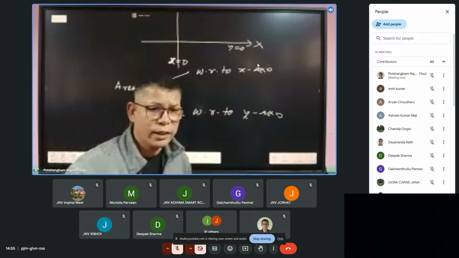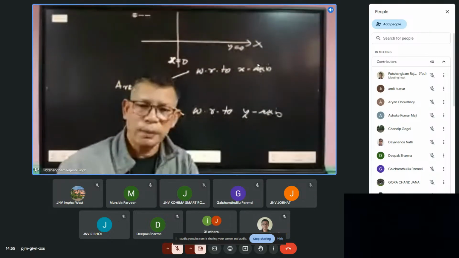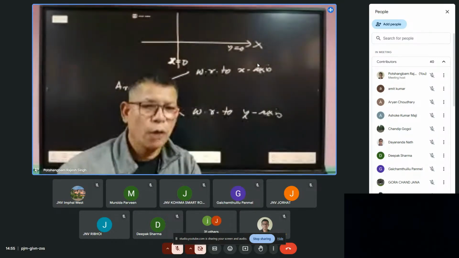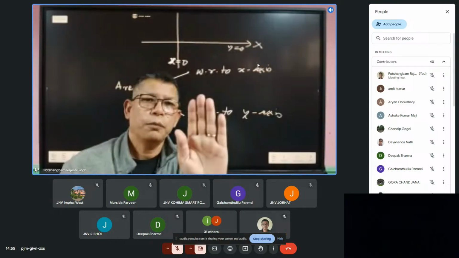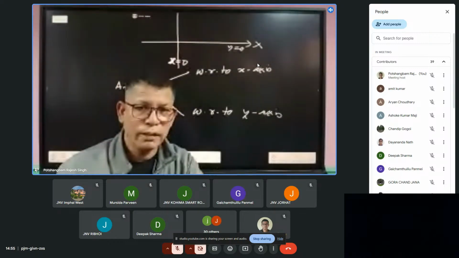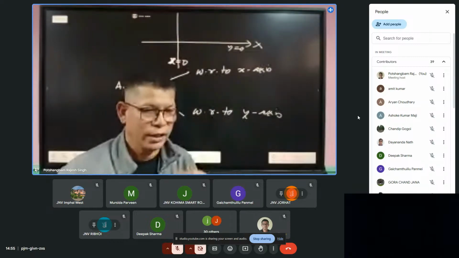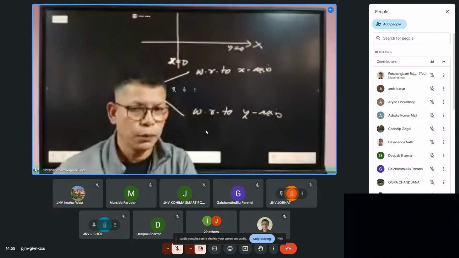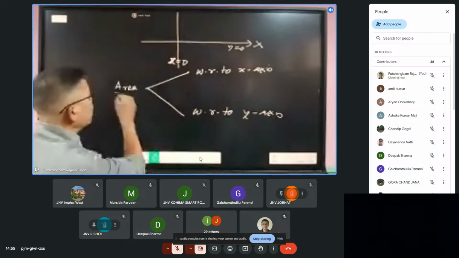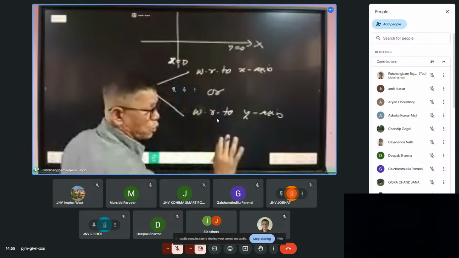I repeat once again. Whenever a question regarding the application of integration is given, you are going to find the area of a given curve. First, what curve is given to you? This is to be known. Second, it is your choice with what axis you want to find the area. Choose either of the axes. So you are going to find the area with respect to x or the area with respect to y.